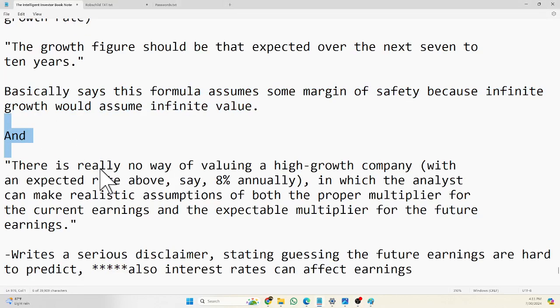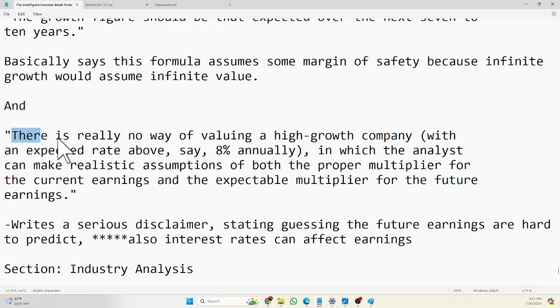Whatever. All right, and another quote: there is really no way of valuing a high growth company with an expected rate above, say, 8% annually, in which the analysts can make realistic assumptions of both the proper multiplier for the current earnings and the expectable multiplier for the future earnings.